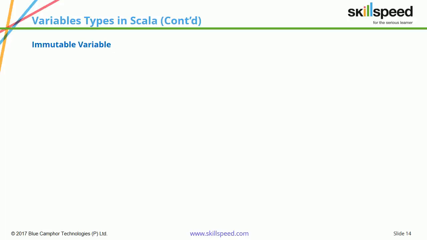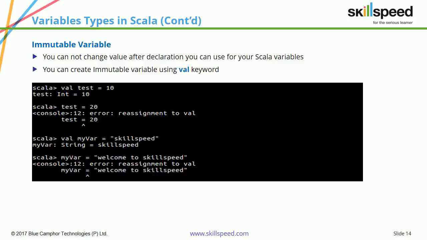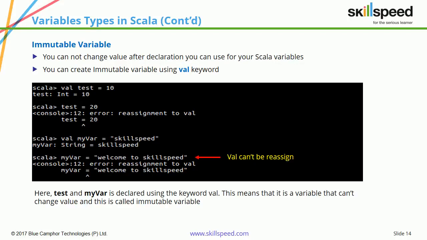The next type of variable is called an immutable variable. As the name suggests, the value of an immutable variable cannot be reassigned. You create an immutable variable by using the keyword val. As you can see, I'm typing here val test equals 10, which creates an integer 10 for the variable test. But when you try to reassign the value by typing test equal to 20, you can clearly see that there is an error saying reassignment to val. So this proves that the immutable variable created using the val keyword cannot be reassigned.